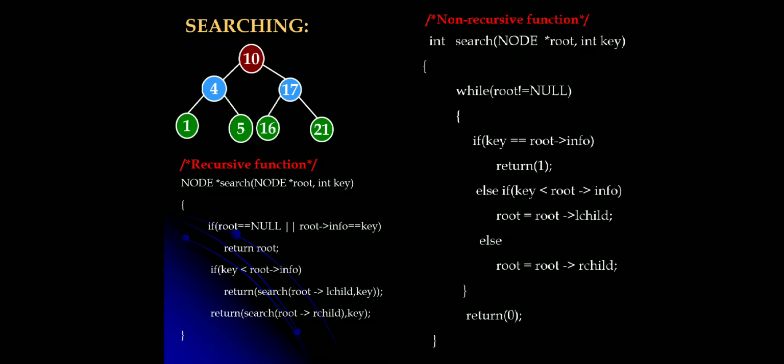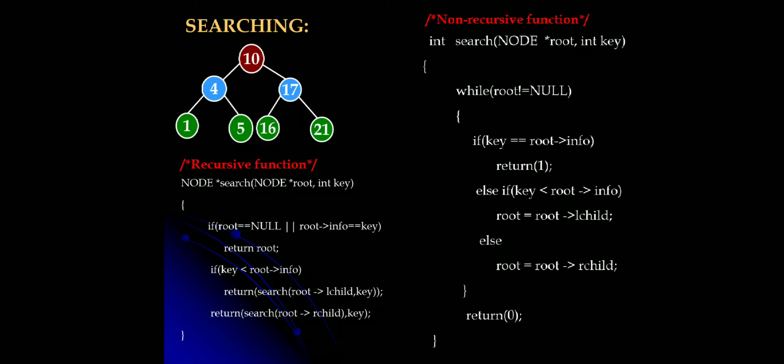Now we are performing the comparison operation. If key is equal to root of info, if we have found the key element, then we return 1 to the calling function. Otherwise, if key is less than root of info, then what you can infer is the key lies in the left subtree. If key is greater than root of info, the key lies in the right subtree. So if key is less than root of info, we update the root pointer to the left subtree address, so root is equal to root of left child. Otherwise, we update root to root of right child.